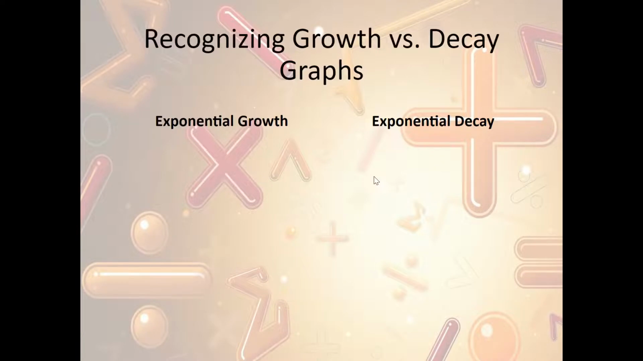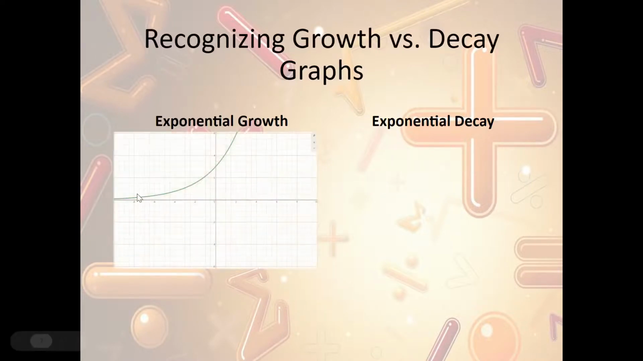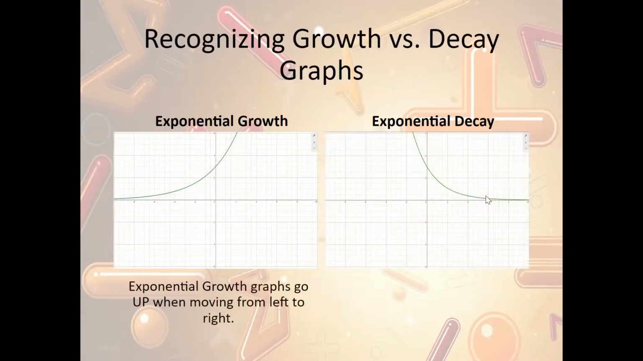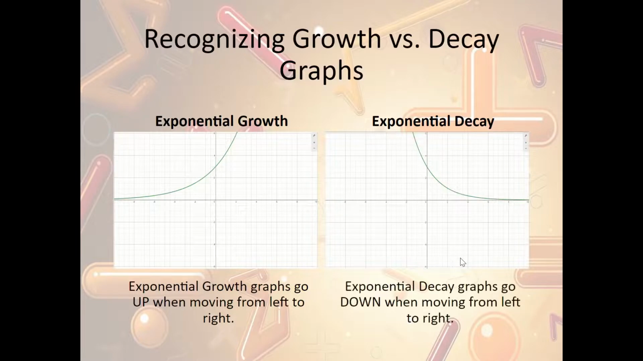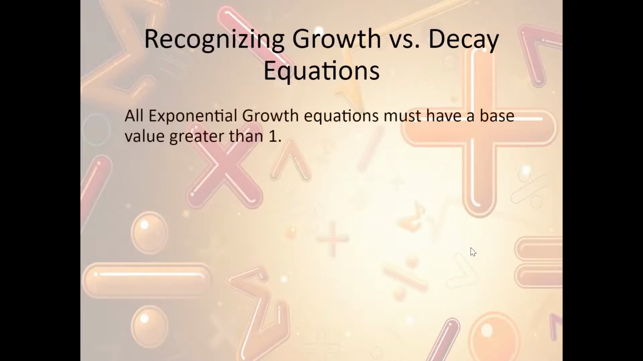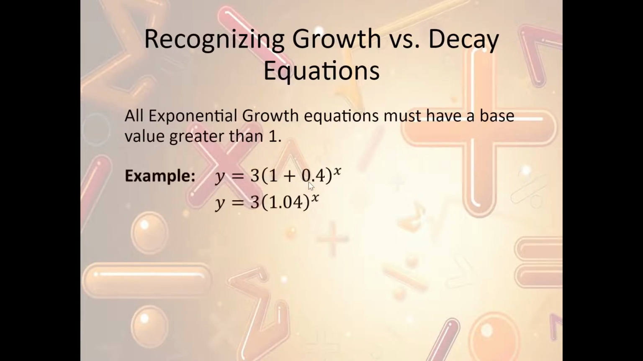Now, how can we recognize growth versus decay in graphs? Well, growth is always going to go up. Decay will always go down. So exponential growth goes up, exponential decay goes down. How do we recognize it from equations? Well, exponential growth equations always have a base value greater than 1. So it could look like this. Y equals 3 times 1 plus 0.4 to the x. So obviously that's greater than 1 when we add those together.